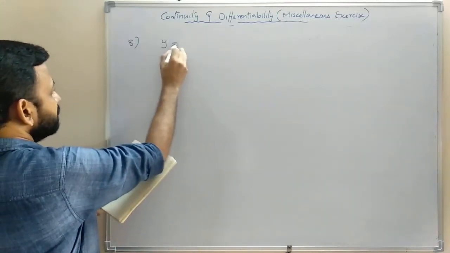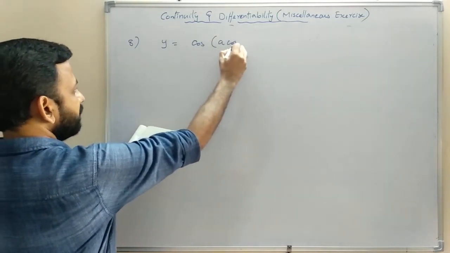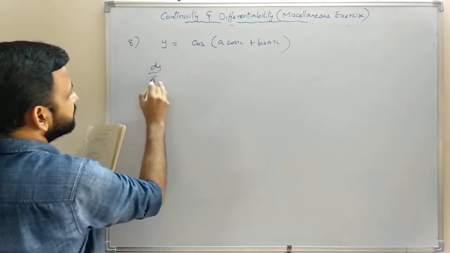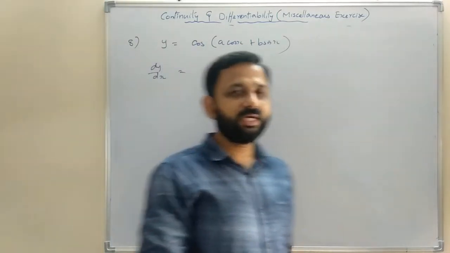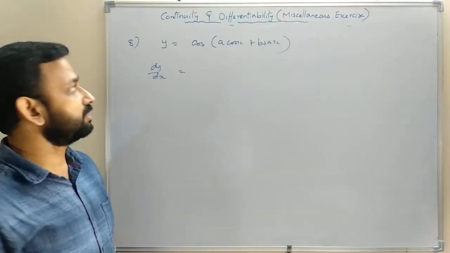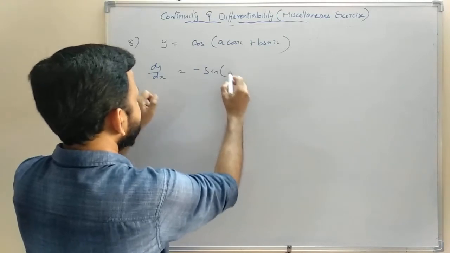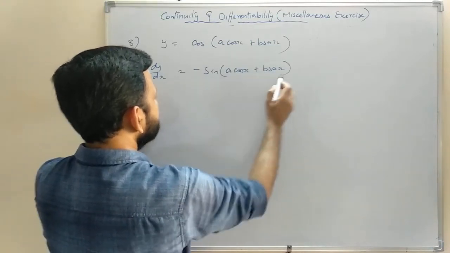Question number 8, y is equal to cos in bracket a cos x plus b sin x. So dy by dx, then we will apply the chain rule. d by dx of cos is equal to minus sin, then the expression inside the bracket, a cos x plus b sin x, into.